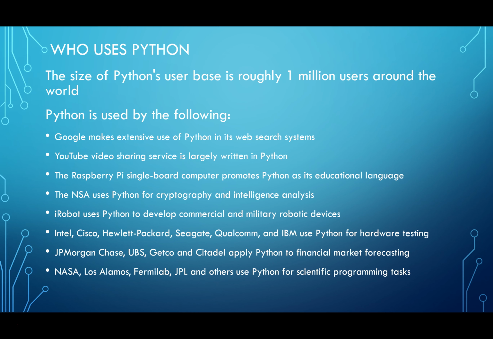JP Morgan Chase, UBS, Getco, and Citadel apply Python to financial market forecasting. NASA, Los Alamos, Fermilab, JPL, and others use Python for scientific programming tasks. These are just a few of the various enterprises that use Python as a programming language.